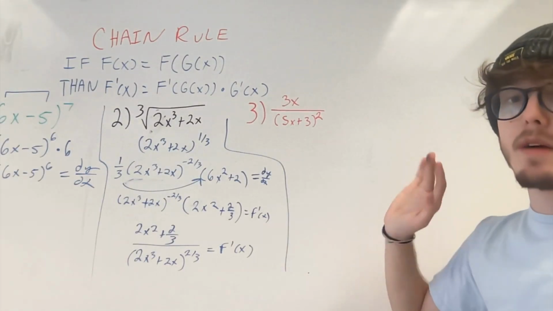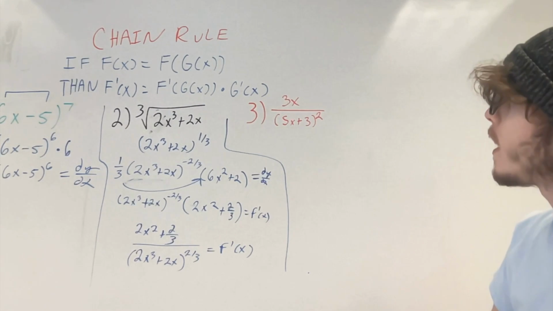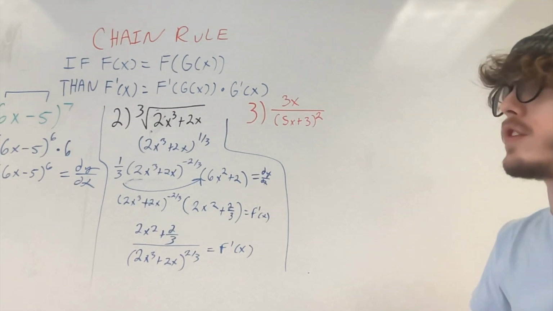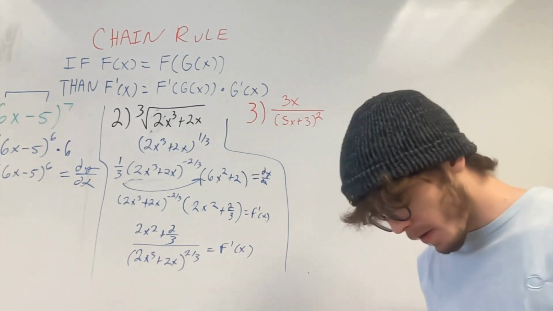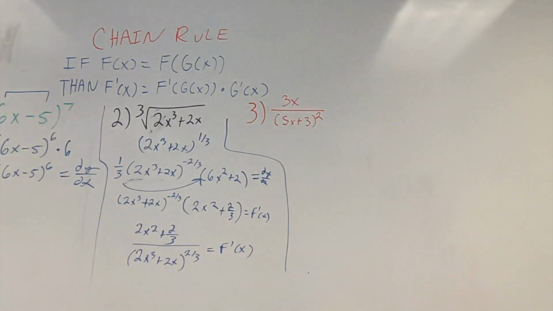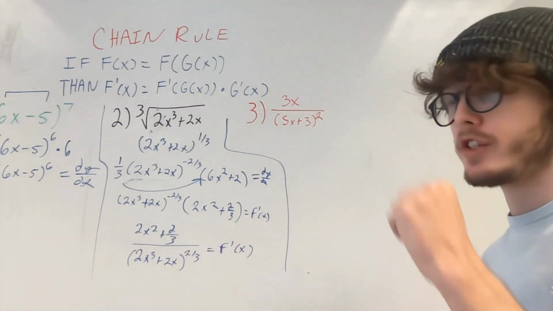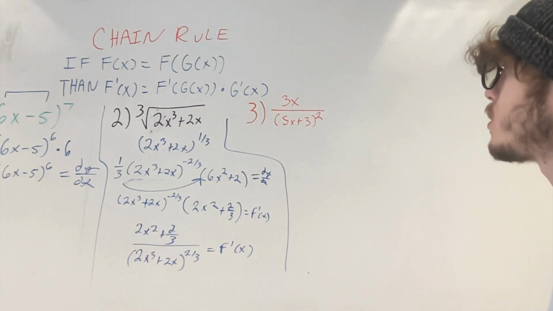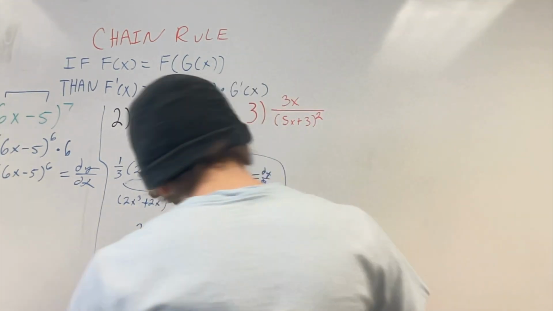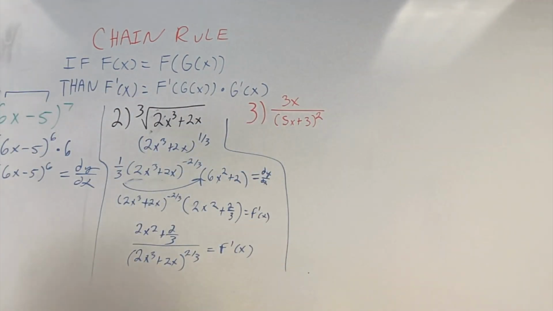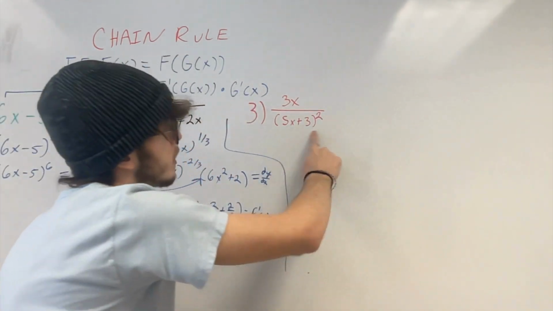So for this last problem here, we have 3x over (5x plus 3) squared. Now, these problems can be quite tricky. It's a quotient rule and a chain rule, and we'll see why it's a quotient and a chain rule. But notice that it's a fraction, and then at the bottom we have a function squared.